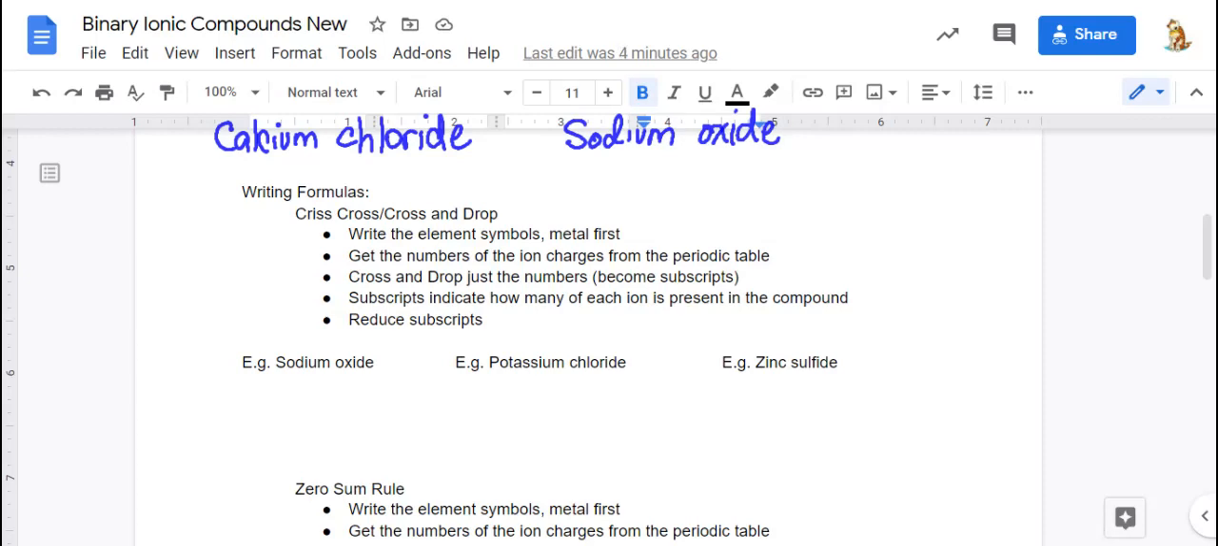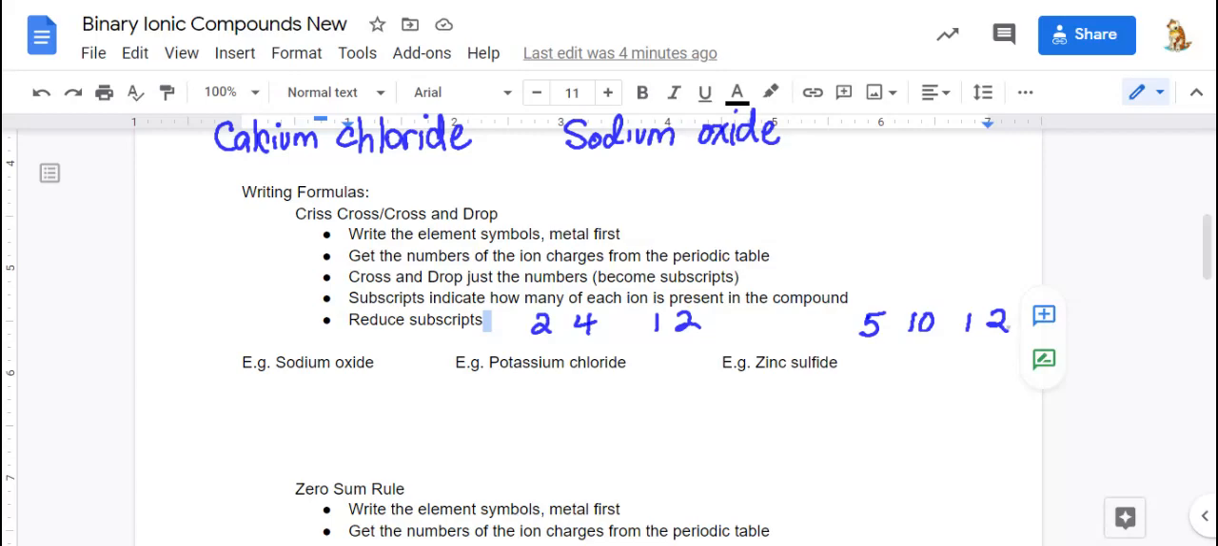Subscripts indicate how many of each ion is present in the compound, and you reduce subscripts. So if you have a 2 and a 4, you would reduce these to 1 and 2. You would divide each of those numbers by the smallest number. If you had 5 and 10, well, divide both by 5 and you get 1 and 2. So you reduce subscripts if you can.